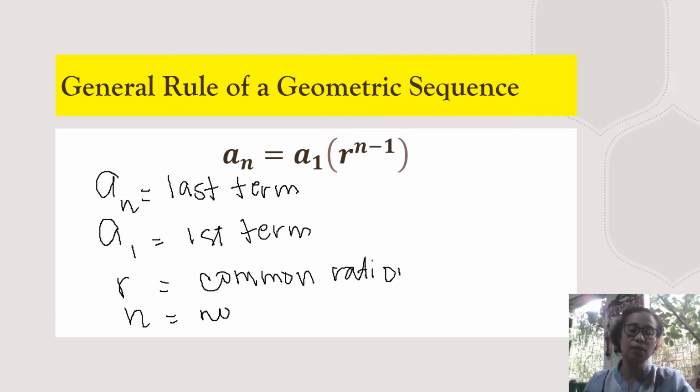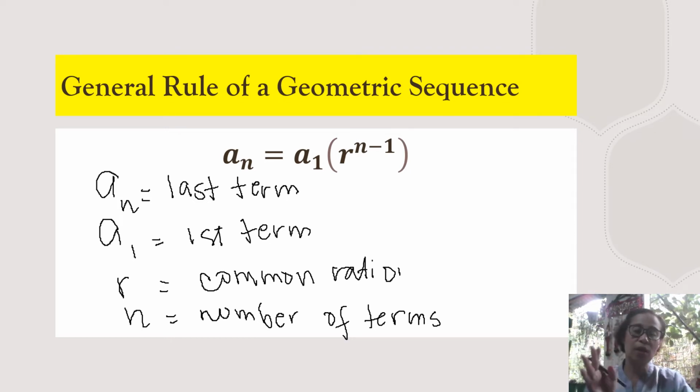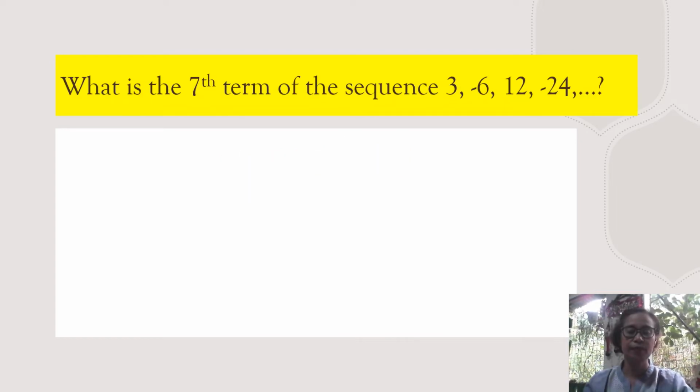So this is the number of terms. These are the important variables in the formula or in the rule: a sub n, the last term, a sub 1, the first term, r, the common ratio, and n, the number of terms, so that we get to use this formula. But later on, you will realize that when solving for geometric sequences, your calculator will do a lot of benefit for you.